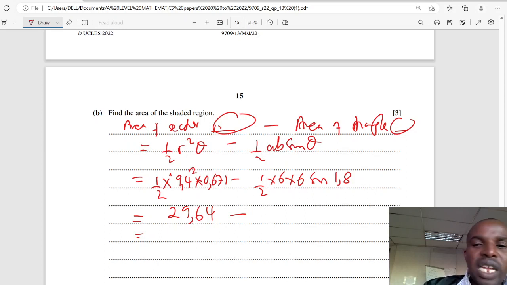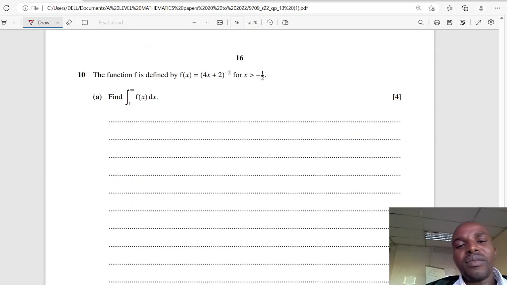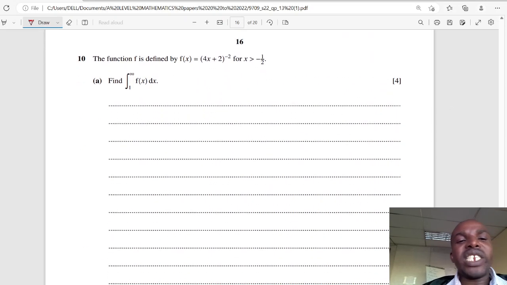You can say 6 times 6, 36. 36 sine, make sure your calculator is in radians, 1.8, what do you get? 35 point what divided by 2, you get 17.5, 17.53. Then, so it will be 12.1 square centimeters. Done. Next part, question number 10.